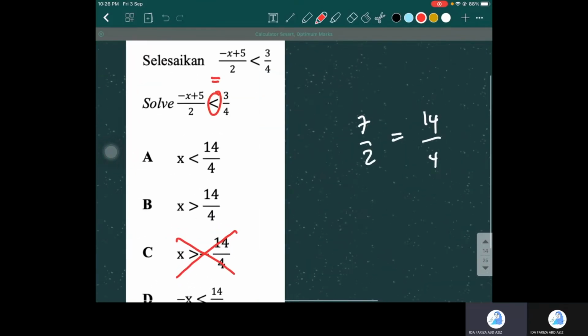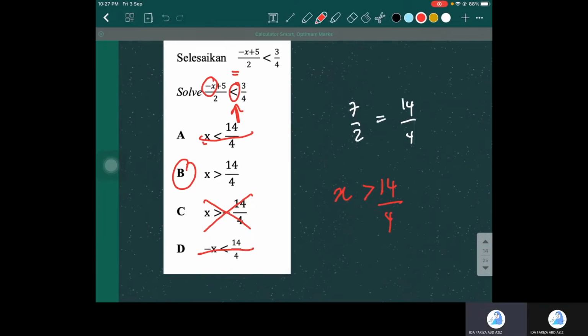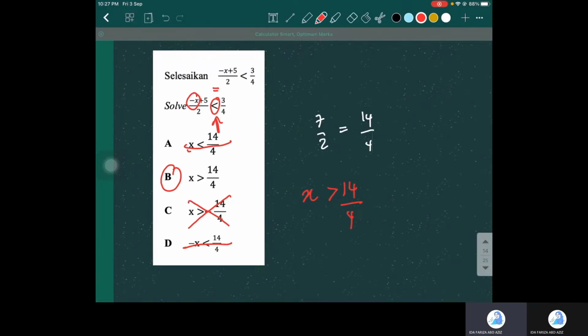Okey, berbalik kepada tips yang soalan mula-mula. Tadi saya cakap kalau kita punya X tu negatif, kita kena tukar simbol ni. Okey, so jawapan kita dia akan jadi X greater than 14/4. That's the answer. So, mana X greater than 14/4? Ada pun B. B is your answer. So, A bukan, D pun bukan. Alright. So, that's the tip for you to answer linear inequalities by using calculator.